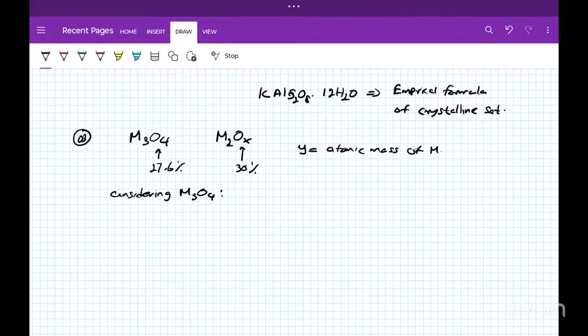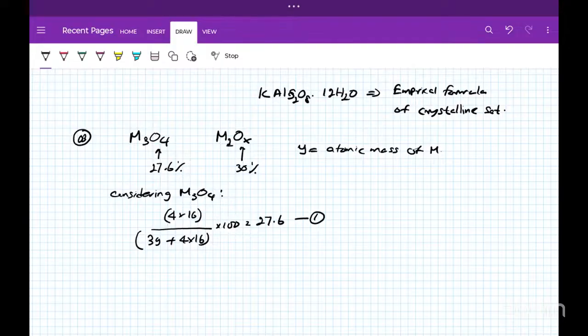That's totally fine. So this one can be calculated. The oxygen mass percentage should be 4 into 16 divided by 3Y plus 4 into 16, into 100, should be equal to 27.6. This is the first equation.